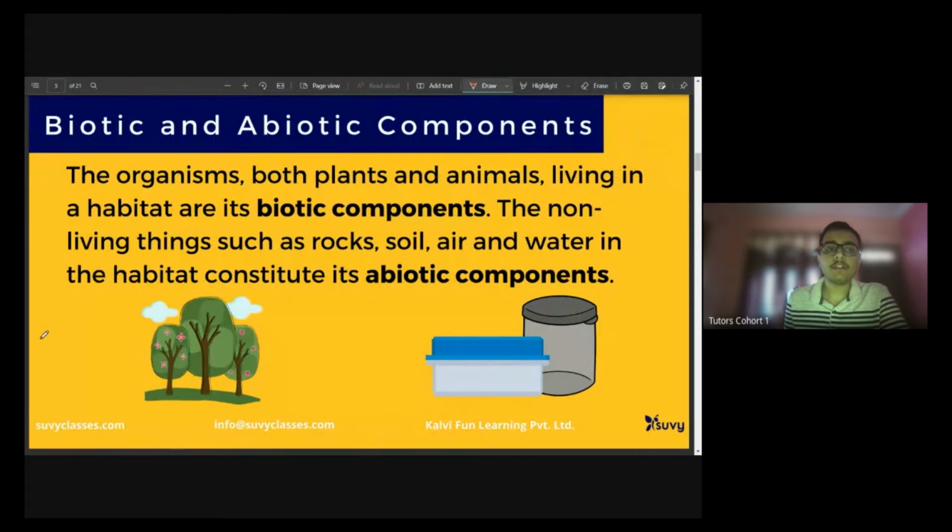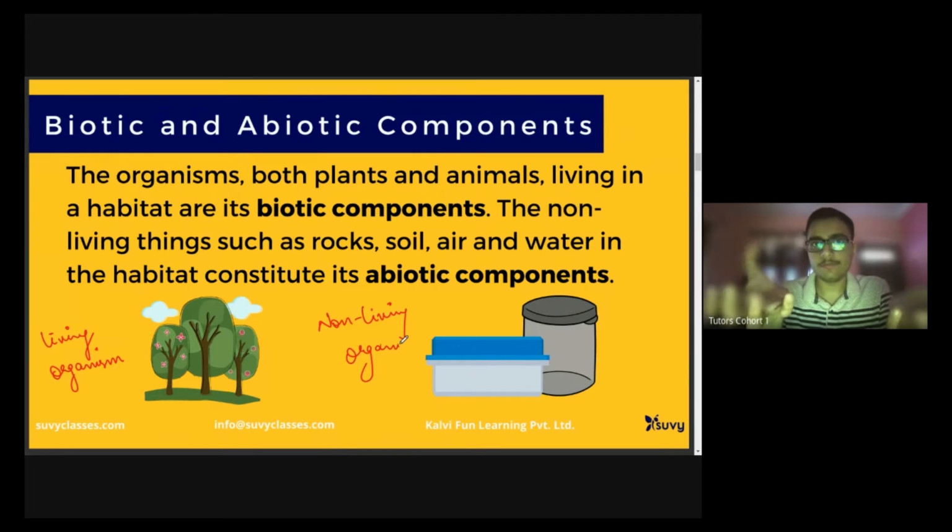For example, there are living organisms and non-living organisms. This world is known as an ecosystem. We all are part of this world. In this world, there are two categories: living organisms and non-living organisms. Living organisms include human beings, animals, and plants.